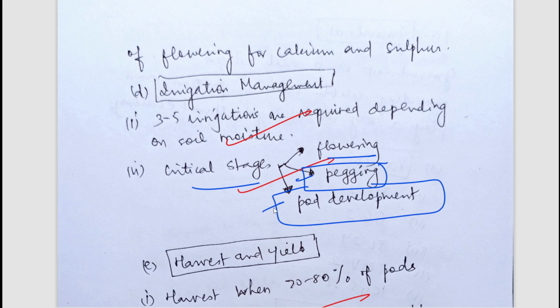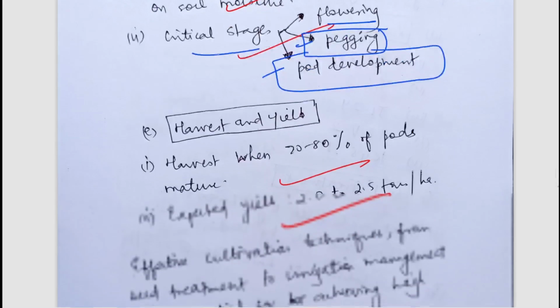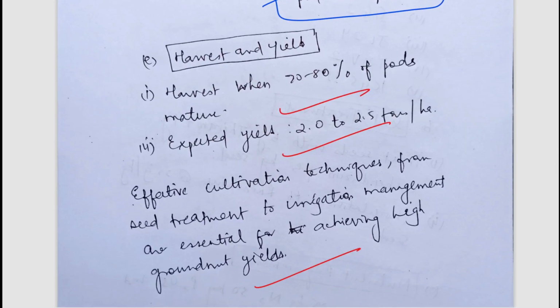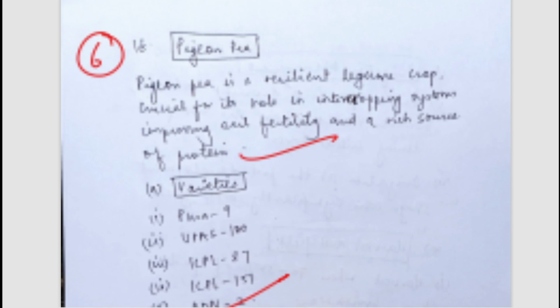I have discussed all these things in the videos in the agriculture optional where I have discussed the package of practices. So, you can refer to those static videos. Again, harvest and yield have been mentioned. So well written answer. Now let's move to the next crop.